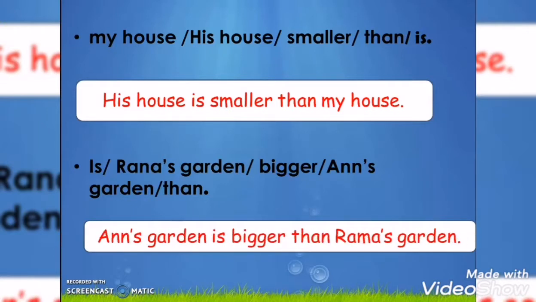So let's see, what did I write? Okay, Anna's garden is bigger than Rana's garden. So here I'm comparing two places. I add the subject at the beginning, is after the subject, then the adjective word I add er to it, and then, because I'm comparing two things, two places or two animals, anything I'm comparing two, I should add the word than and er.